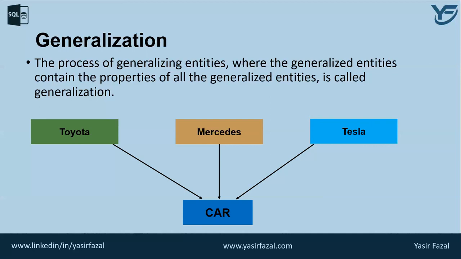superclass named car. There's another example: for example, there are faculty and student, and then we can generalize this hierarchy into a higher level entity, for example, person. There are so many examples that we can go for.